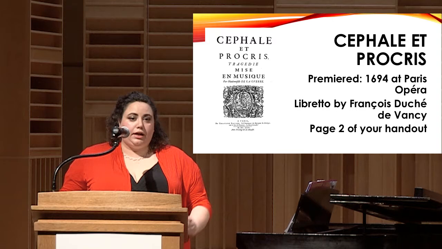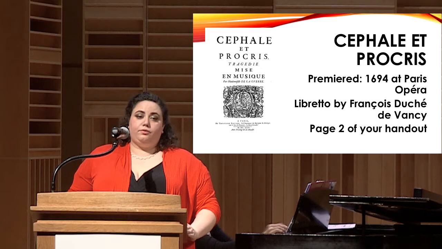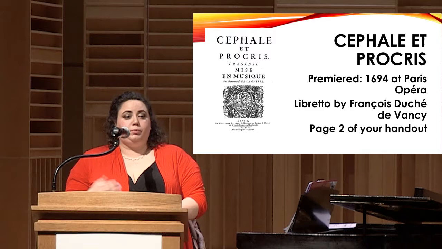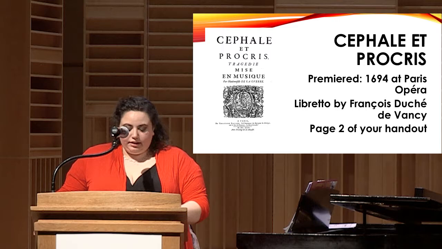This aria comes from Cephale et Procris. The story centers around these characters from Ovid's Metamorphosis. The libretto was written by a minor poet, François Duché de Vancy. Interestingly, the libretto would have been regarded as weak because of Duché de Vancy being a minor poet. Coincidentally, there were only a few performances after the premiere in 1694.